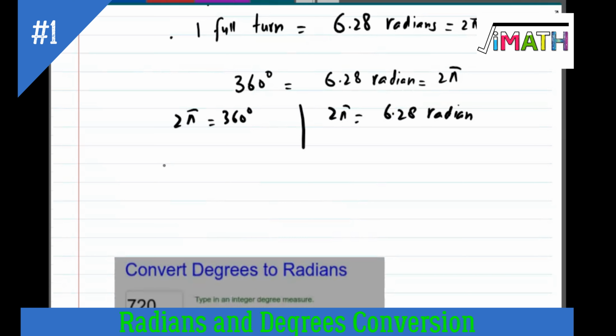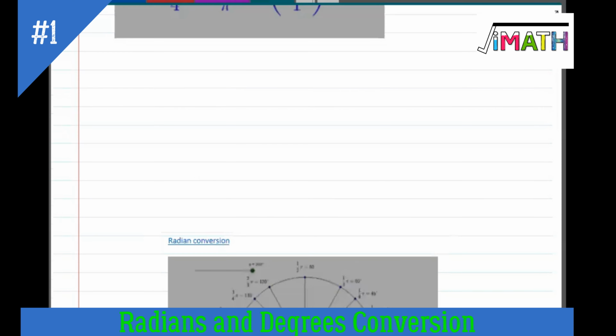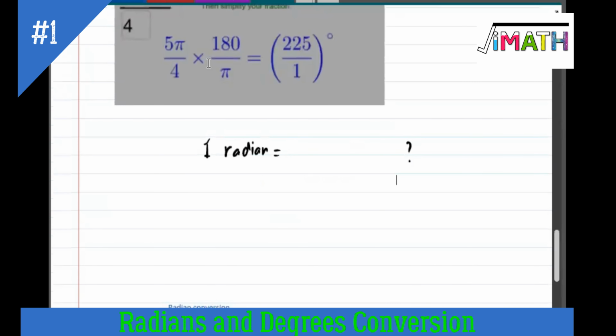So the task is, the thing that we are looking for is, what is 1 radian equal to in numerical value? What is the numerical value of 1 radian? That's our target. That's what we're gonna solve for.